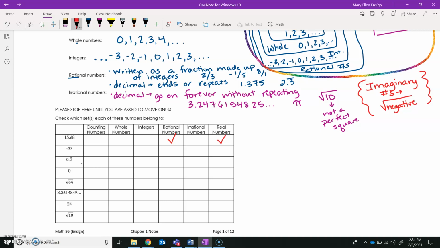Negative 37. Okay, well, again, we're not going to count negative 37 bears. We know that counting numbers start with 1, whole numbers start with 0. However, this is an integer. That is also a rational number. We could write it as negative 37 over 1. Can't be both rational and irrational. It's also a real number.